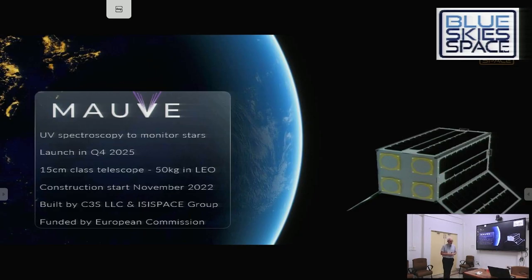And it's basically this sort of size. We're going to look at stellar activity, stellar flares, star spots, things like that. So you're going to monitor stars with it to try to build up a picture of how they behave.